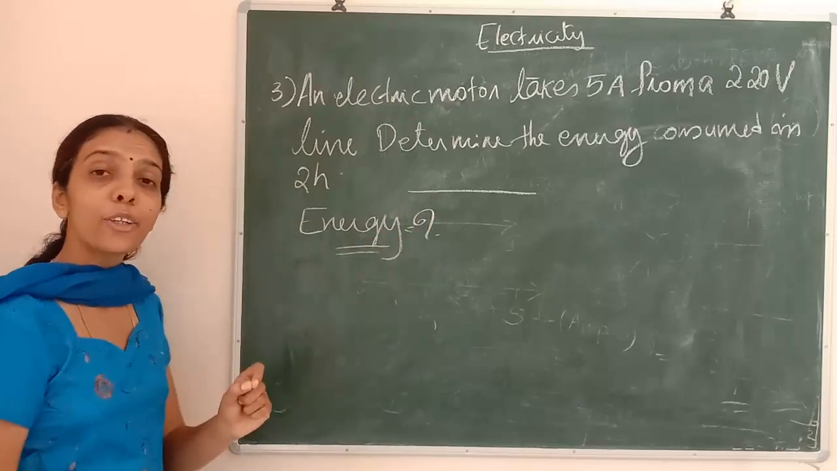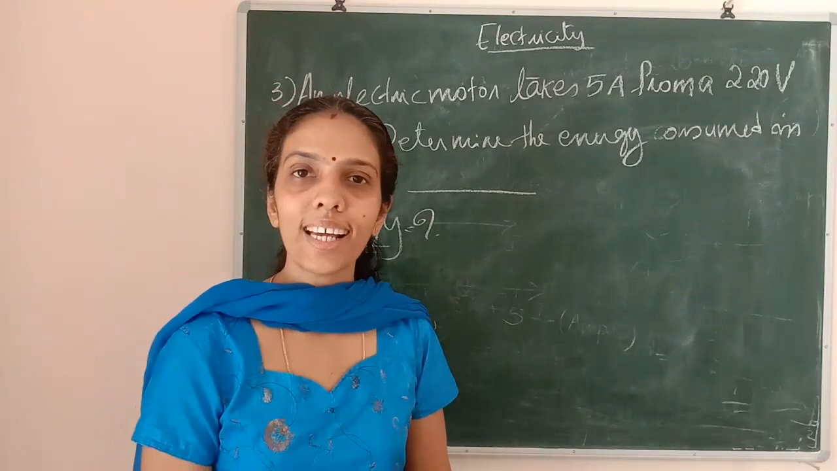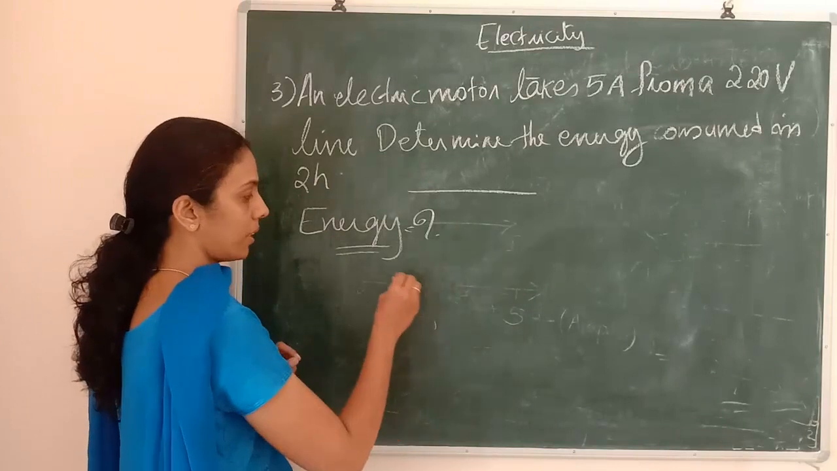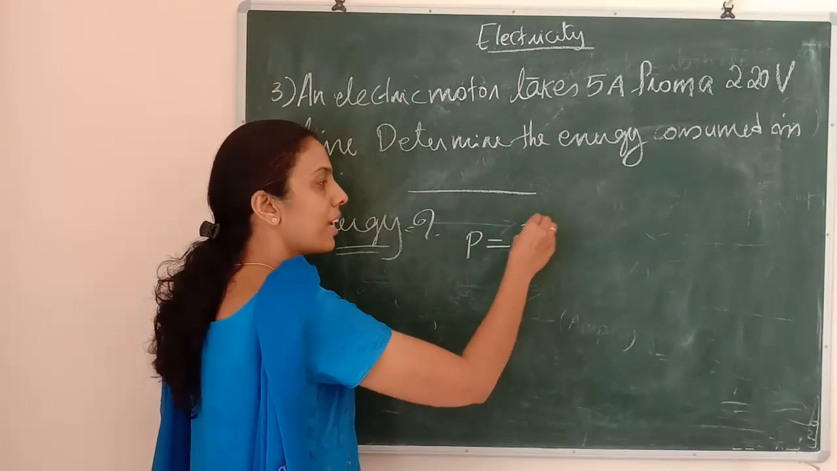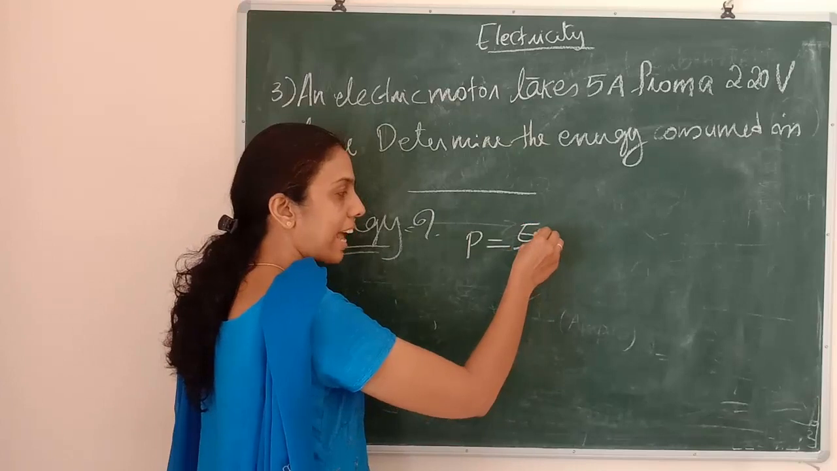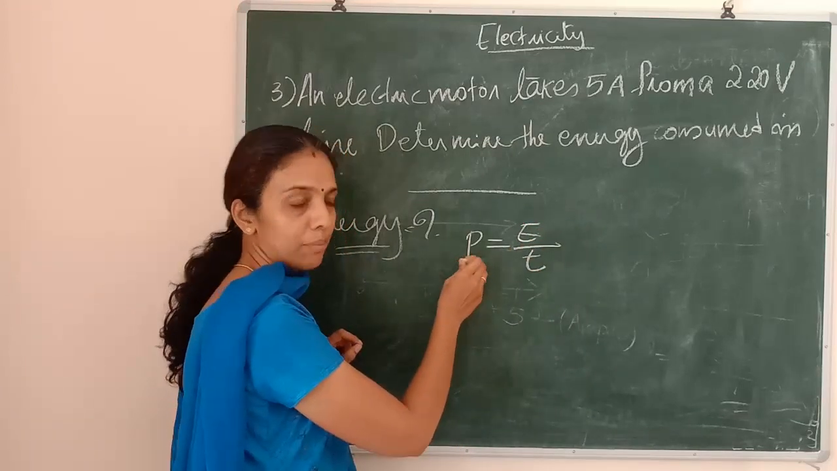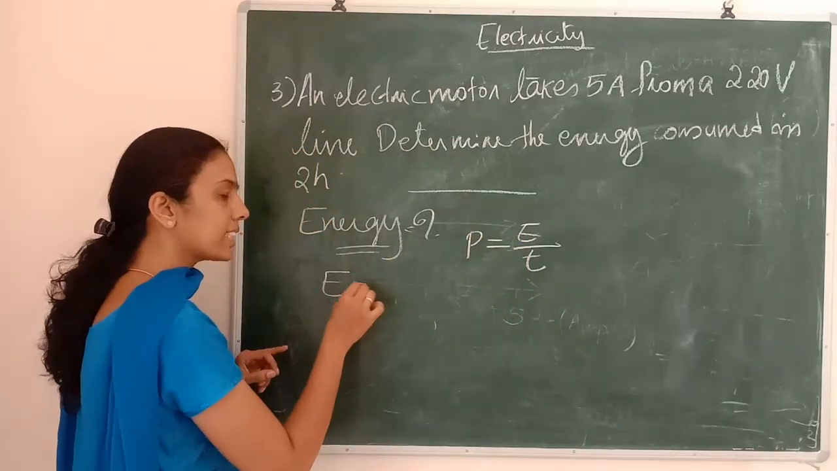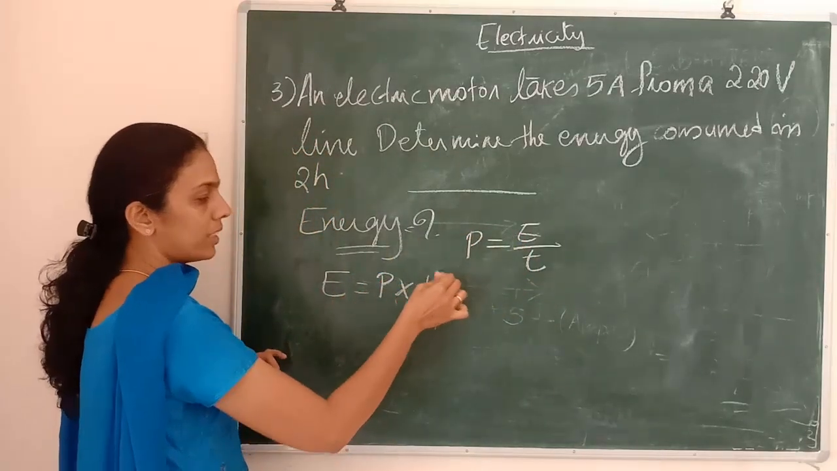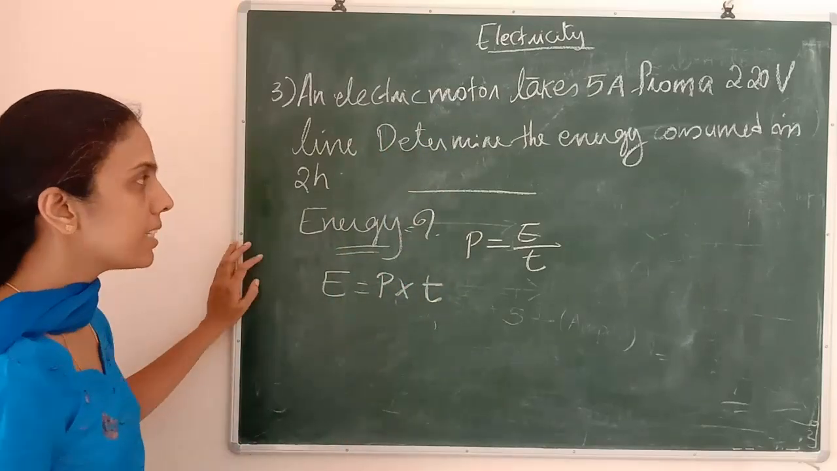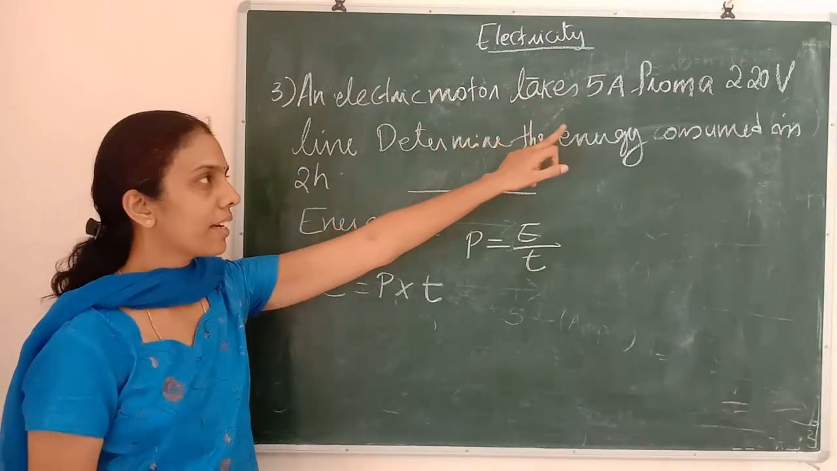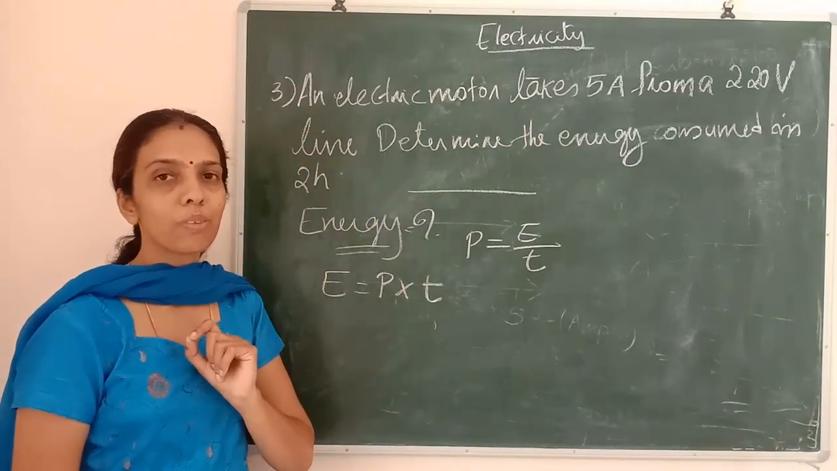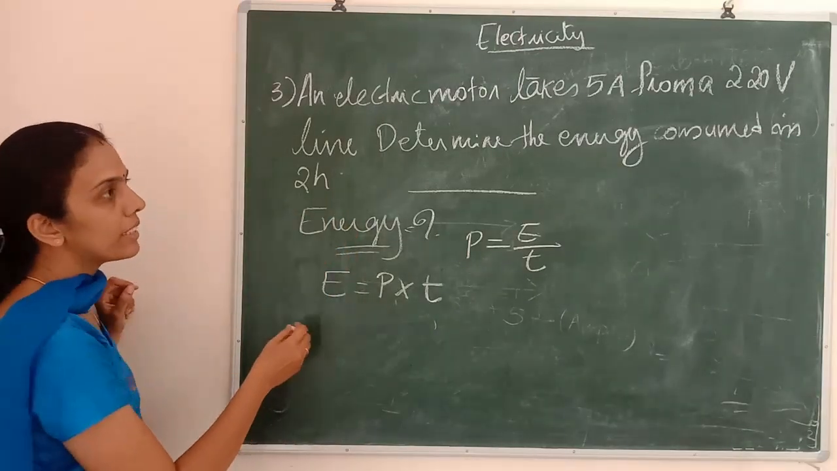Rate of electric energy is called power. So power equals electrical energy divided by time. So how can we find out electrical energy? Power into time. Do we have power with us? No, but we have current and voltage. If we have current and voltage, can we find out the power? Yes.